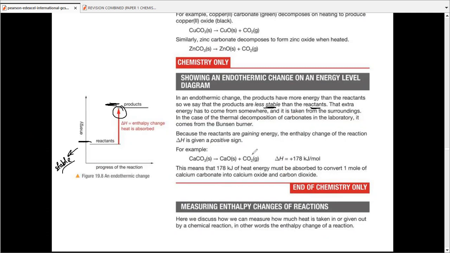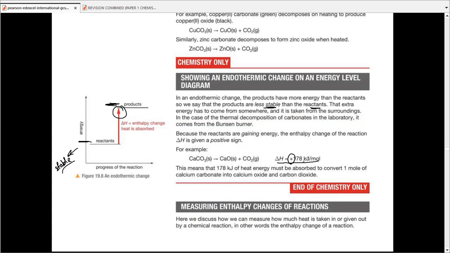All right. Not just that, one most important thing, when we are going to write this reaction, it would be given a plus sign, a positive sign. So it's pretty easy. Negative sign, exothermic reactions. Positive sign, endothermic reactions. Make sense?